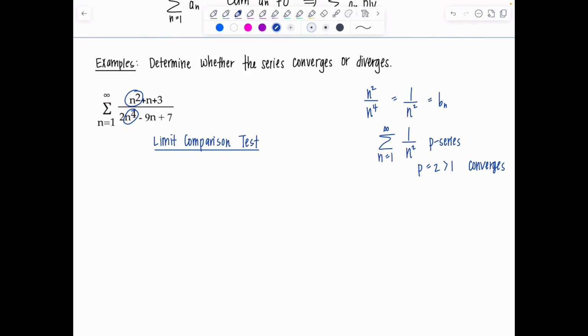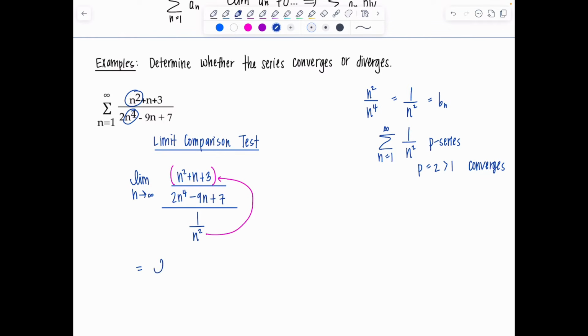So now let's go ahead, apply limit comparison test, and just a quick peek. All my terms are positive, so we're allowed to proceed. So we're going to look at the limit as n goes to infinity of n squared plus n plus 3 over 2n to the fourth minus 9n plus 7 over Bn, which is 1 over n squared. Okay. So when I divide by 1 over n squared, I'm going to end up multiplying by n squared over 1. So this n squared actually comes through and gets multiplied through the entire numerator.